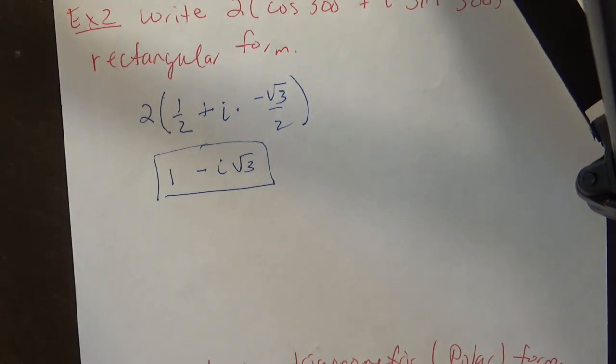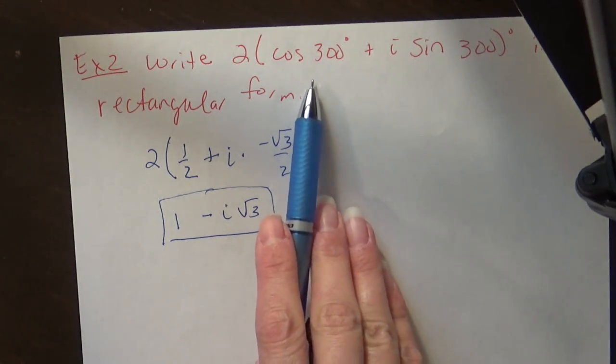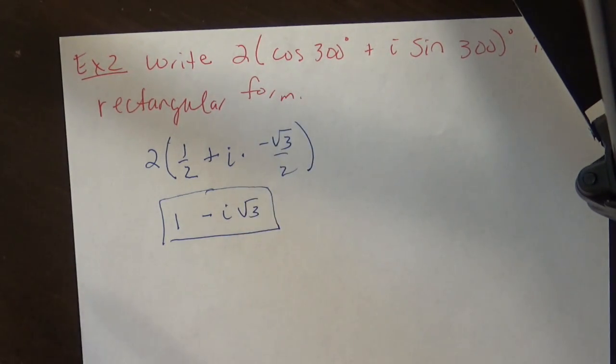So when they say write it in rectangular form, you need to compute the sine and cosine values here from the polar form, and then distribute the 2, and that gets you to the a plus bi form. And you can see that the real part a is 1, and the imaginary part will be negative square root 3.